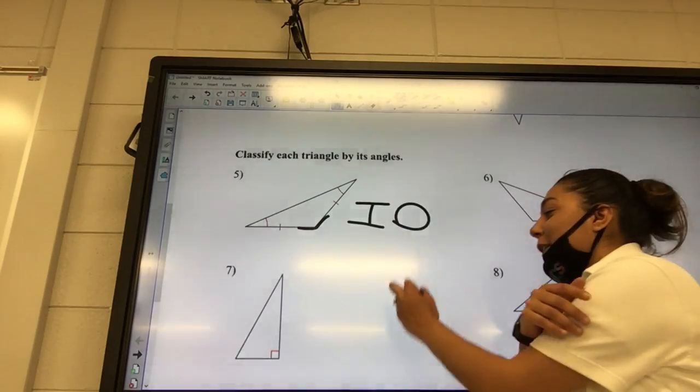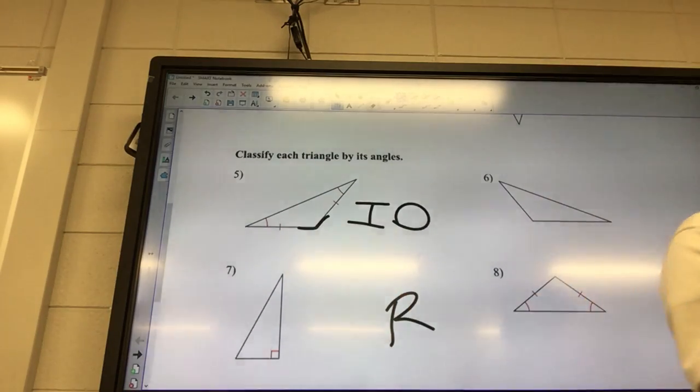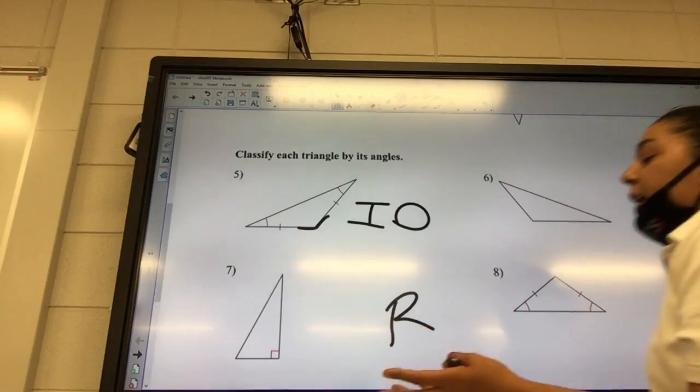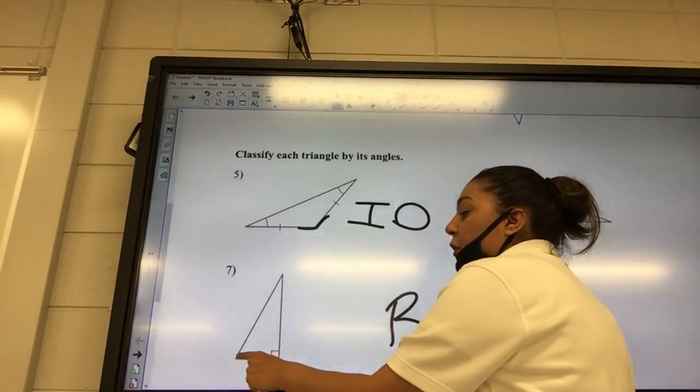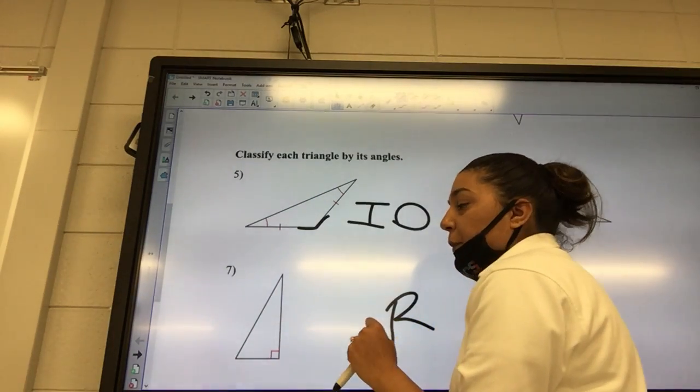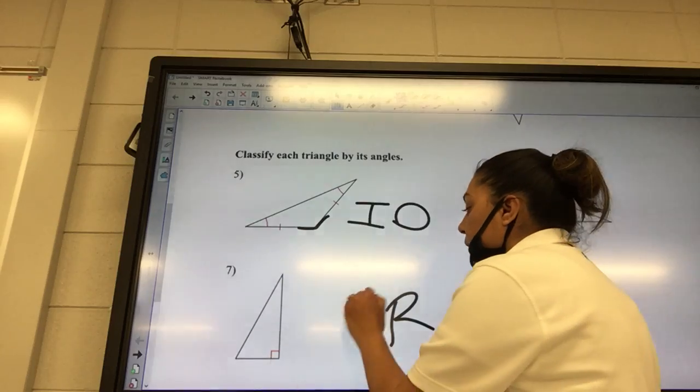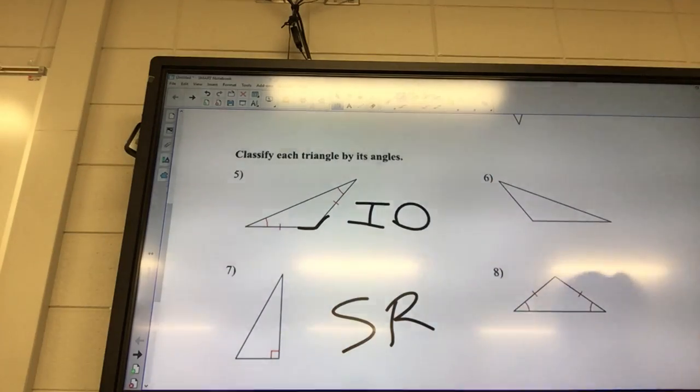It is definitely a right. So the angle part is a right. It's an S. It's a scalene because you can tell that all 3 sides are different, because there's nothing marked. So it's going to be a scalene right.